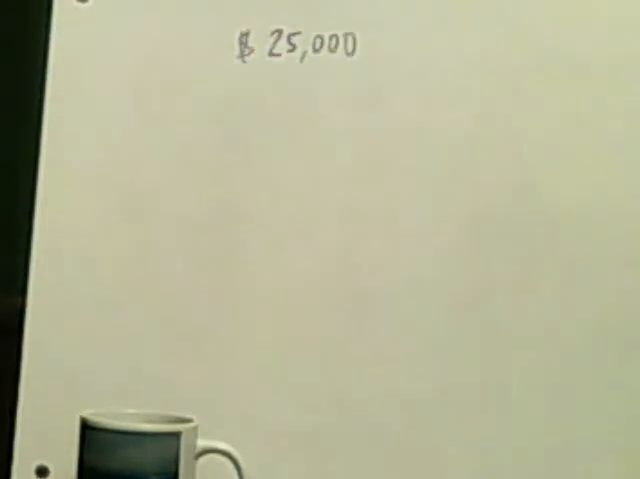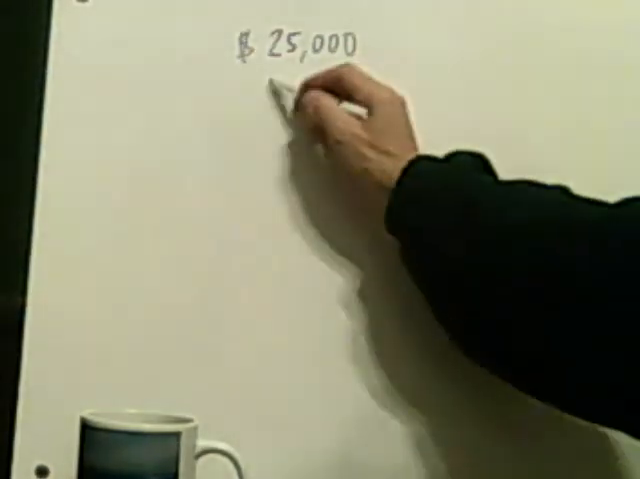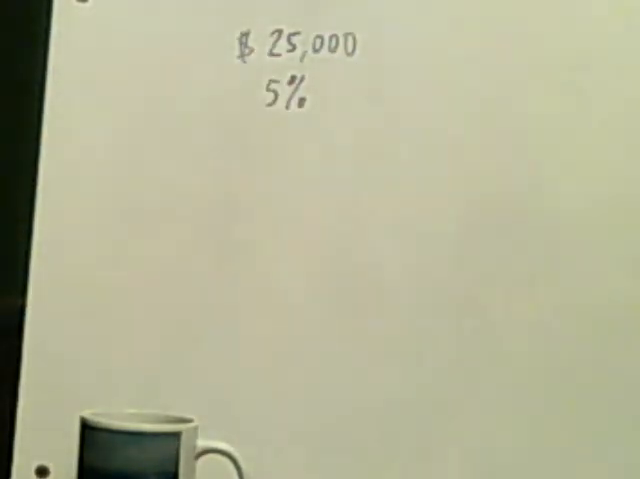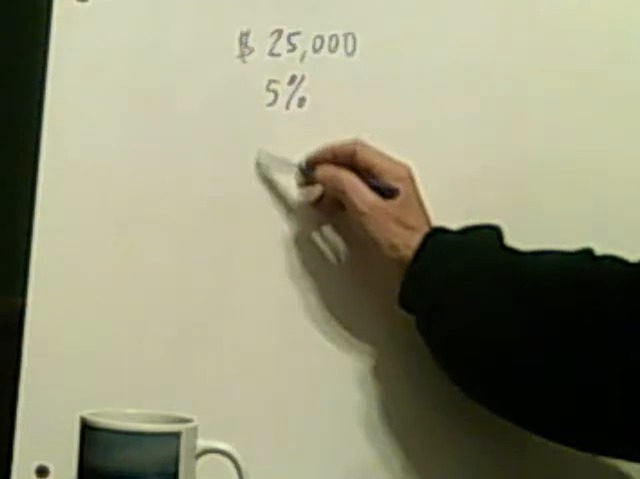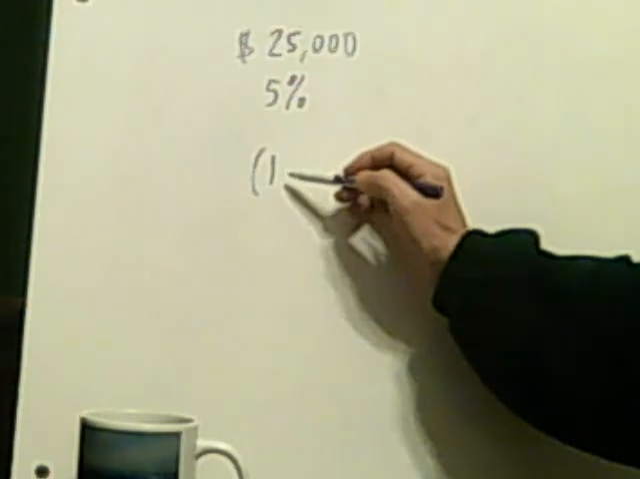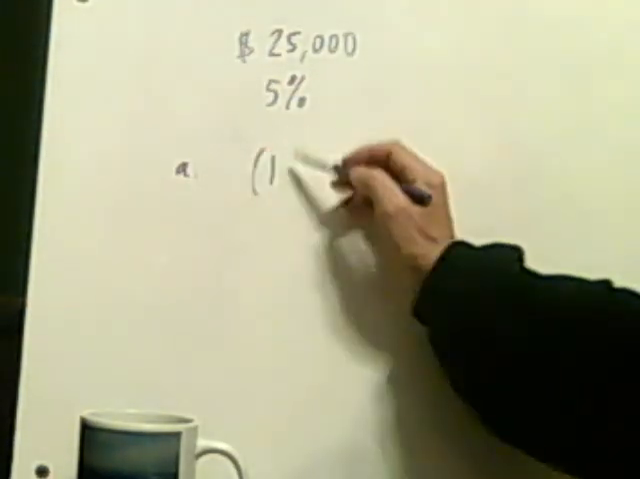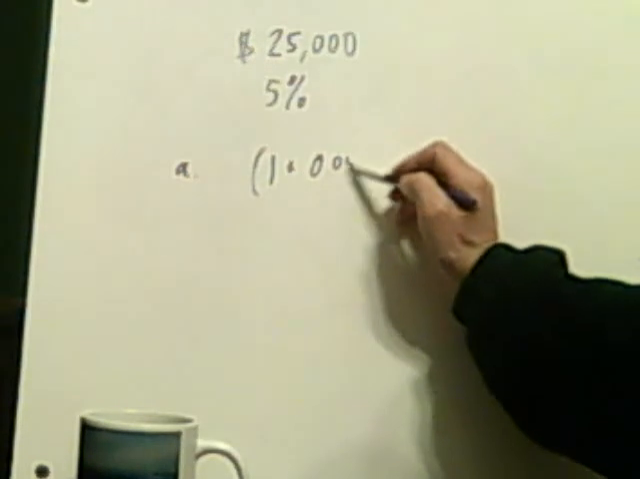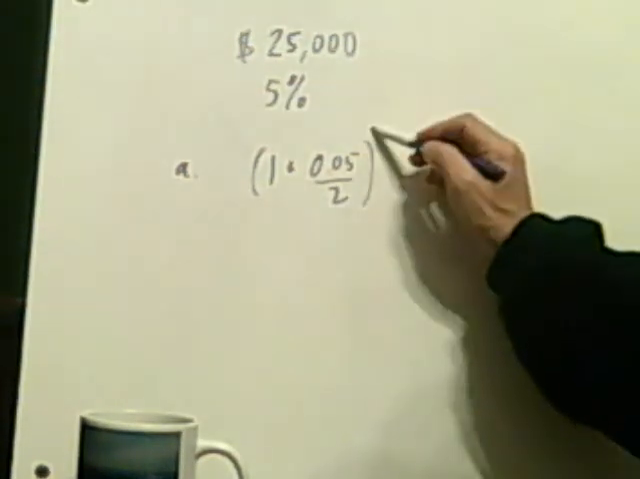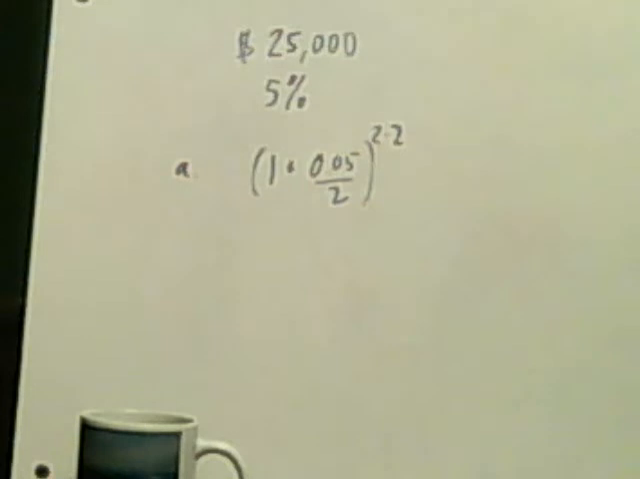24, well, this is more stuff about the compound interest formula. A principal of $25,000 is invested in an account paying an annual rate of 5%. Find the amount in the account after 2 years if it's compounded semi-annually, quarterly, or monthly. So just using the exact same formula we did before, first we're going to do semi-annually. That's A equals 1 plus 5% divided by 2, and then it's 2 years times 2.